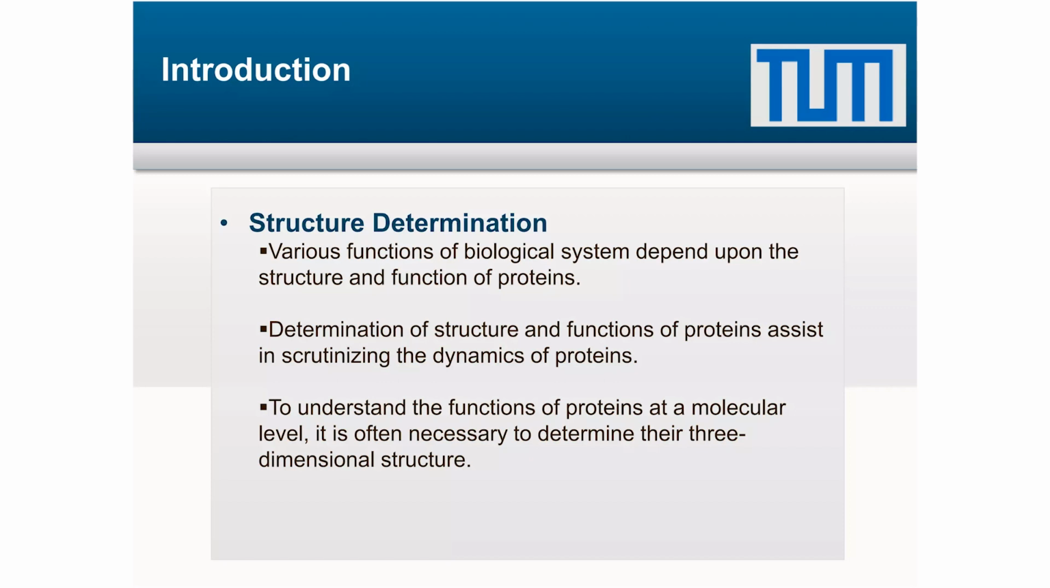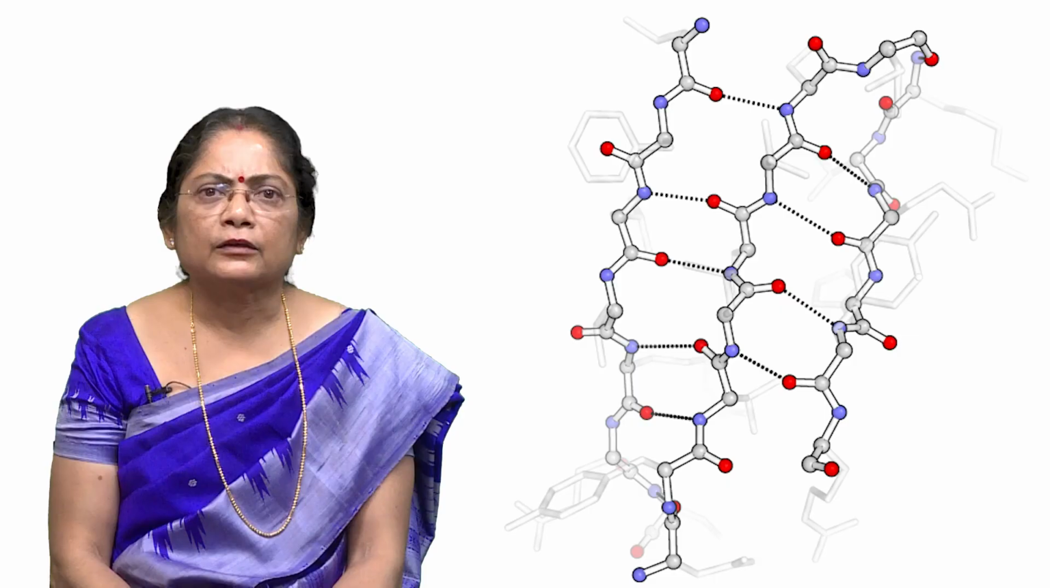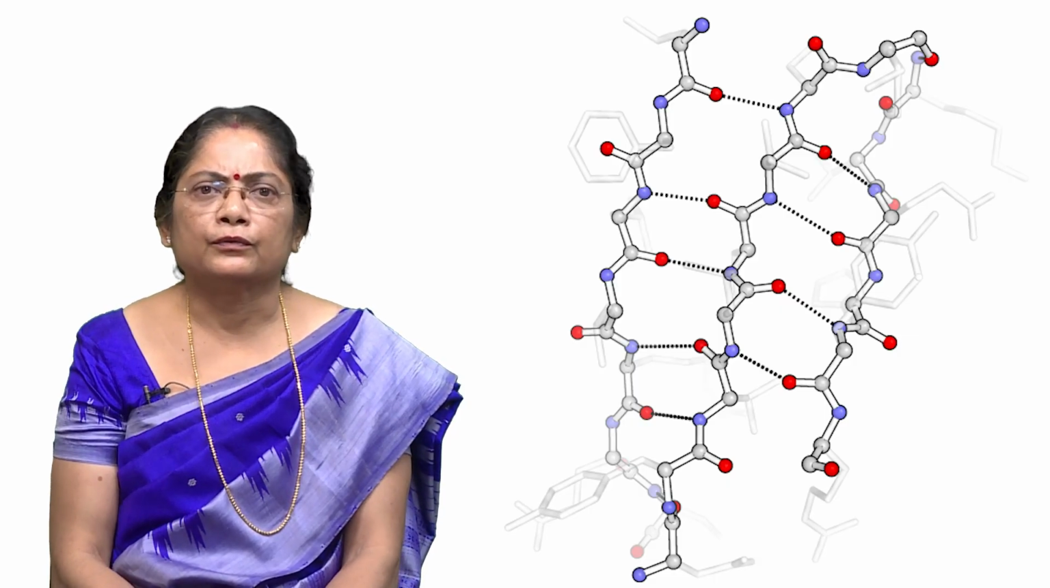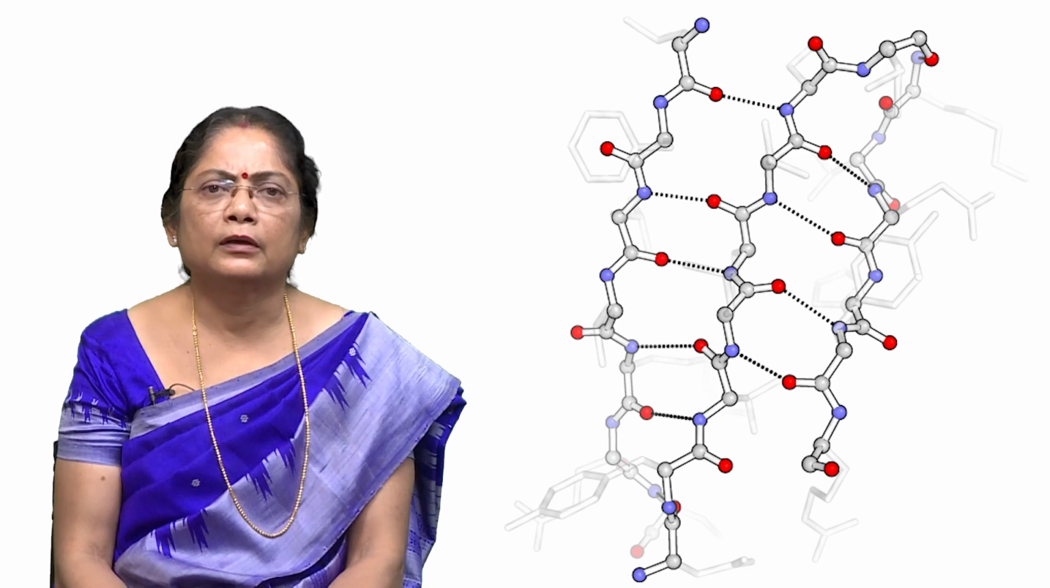Now, how can we determine the structure? What are the strategies by which we can determine the structure? Various functions of biological systems depend totally upon the structure of protein, because structure always corresponds to the function of the protein. If the structure of the protein is deformed, the function is also affected. So, determining the structure and function of proteins is actually the task. We have to determine the structure of the protein and accordingly its function.